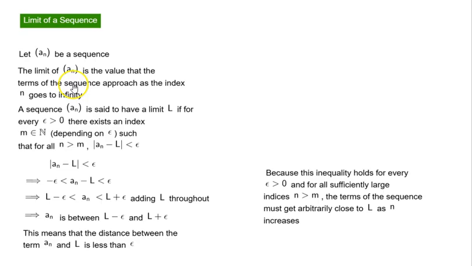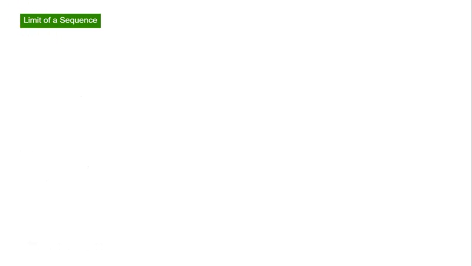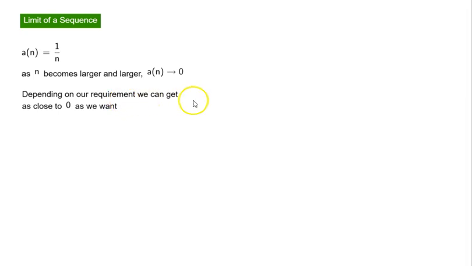Let's look at an example and understand this. Let's take the sequence a n is equal to 1 by n. Now we know as n becomes larger and larger, a of n goes to 0. Depending on our requirement, we can get as close to 0 as we want. But we know that 1 by n itself will never become 0, however large the n is.